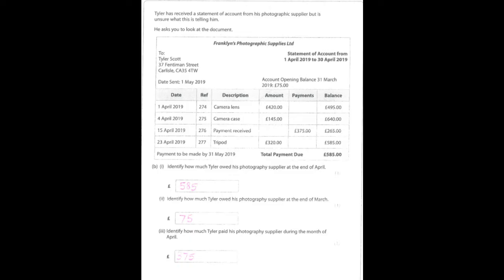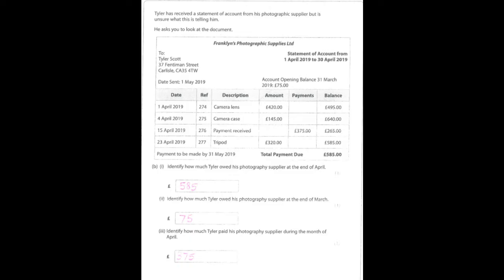Well, what you need to do is to look at what information you've got in front of you. And if you look at the statement of account, you'll see that it says it's from the 1st of April to the 30th of April. So that means that that's showing you all of his transactions for April. And at the bottom, it says total payment due. So that means how much he needs to pay. So the answer is right in front of you, £585.